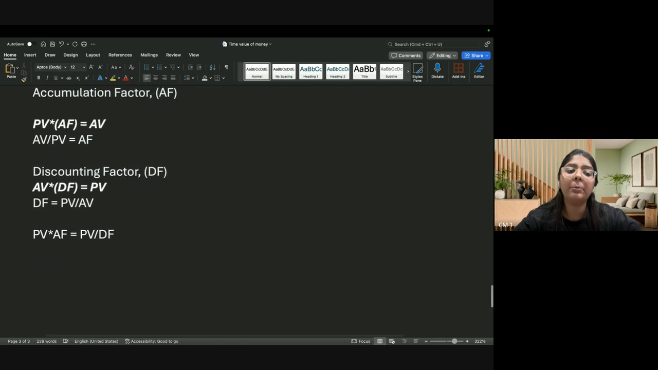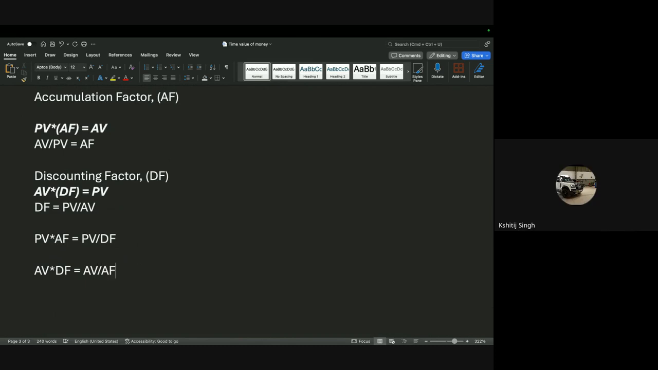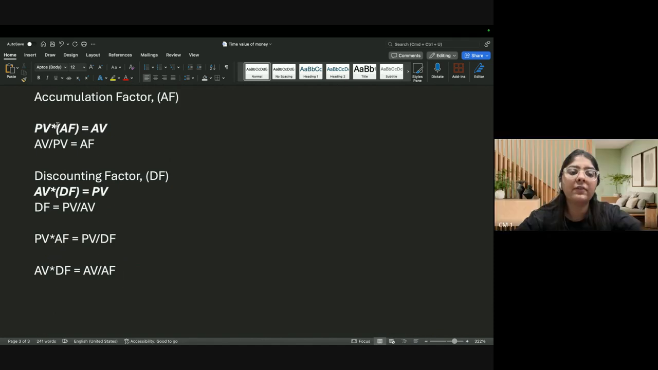Now, if you want to eliminate PV and write an equation, what can you write? PV is equal to AV into DF. This will be equal to what, if you want to take something from here? It will be PV equals AV upon AF. So what we have done is this AF will come to the right hand side. So PV will be equal to AV by AF, right?